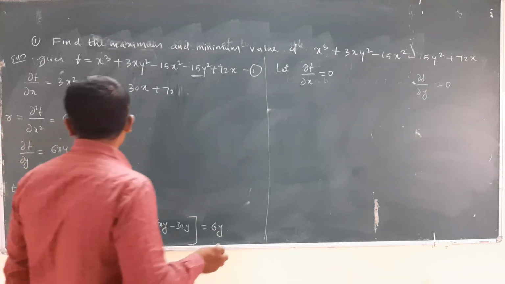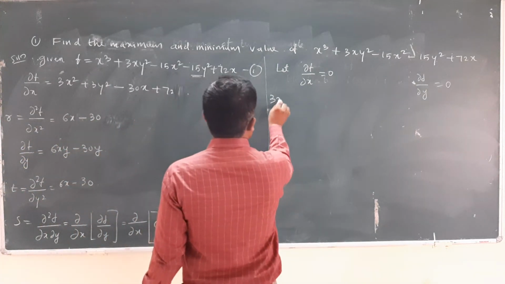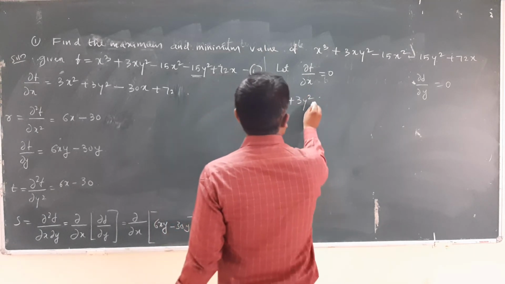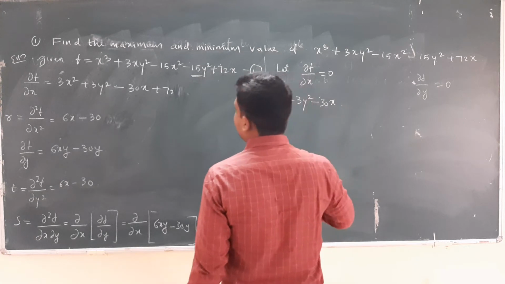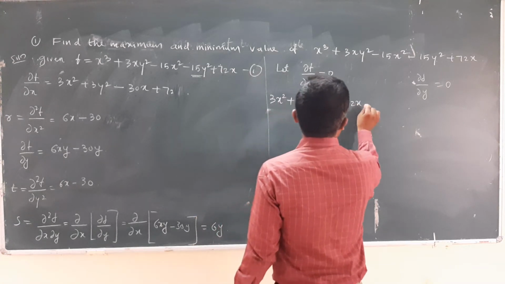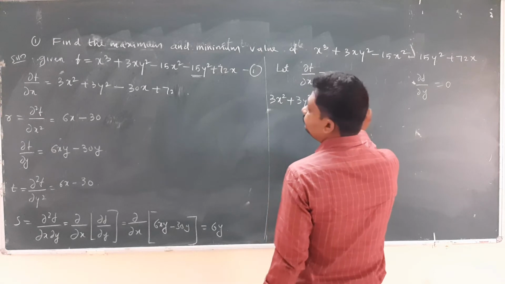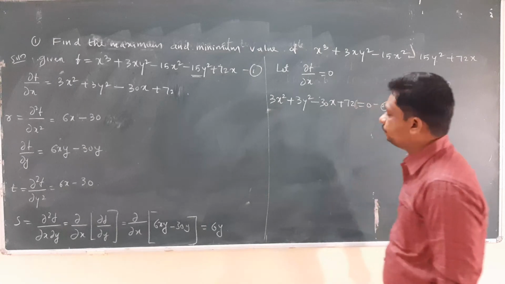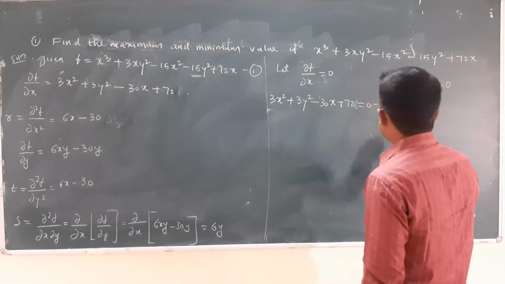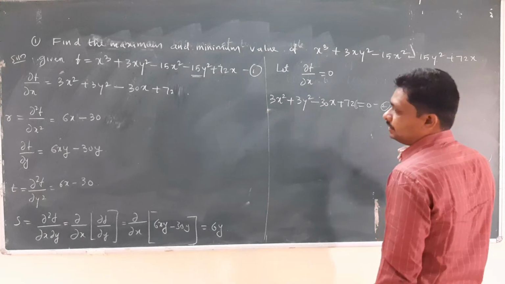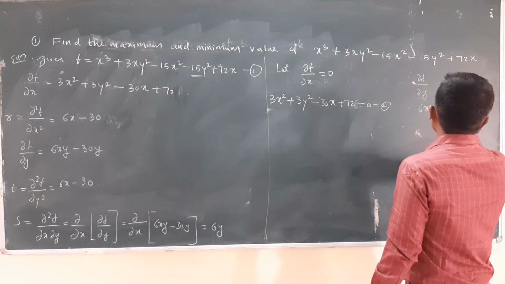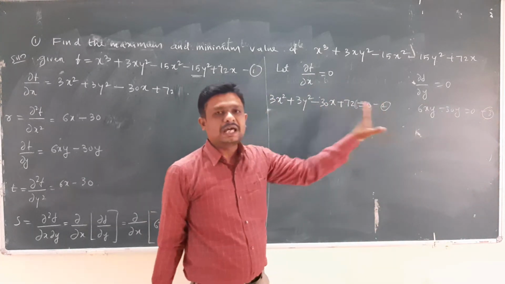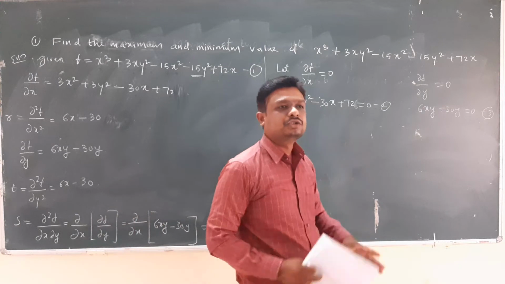Now ∂f/∂x is 3x² + 3y² - 30x + 72 equal to 0. So I take this as equation number 2. Here ∂f/∂y is 6xy - 30y equal to 0. Now we have to solve these two equations simultaneously. Then we have to find the points of intersection.